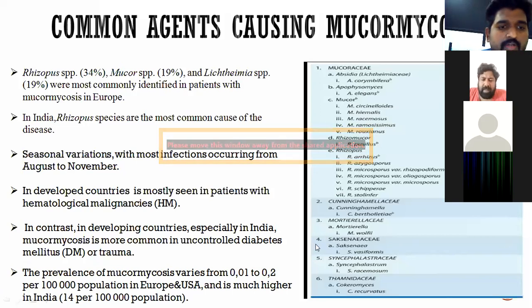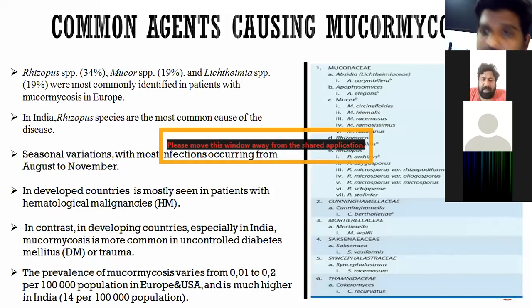So you can ask one question: the seasons in which mucormycosis is common. Seasonal variation is that most infections occur from August to November, as per the data. In developed countries, it's more common in immunocompromised patients, most particularly those with hematological malignancies. In contrast, in developing countries like India, mucormycosis is very common in uncontrolled or poorly controlled diabetes, as already described, and also in post-traumatic patients.